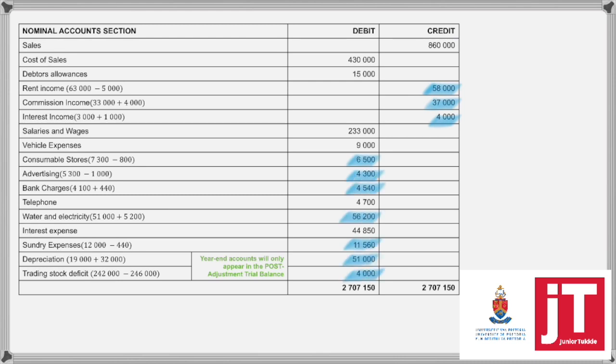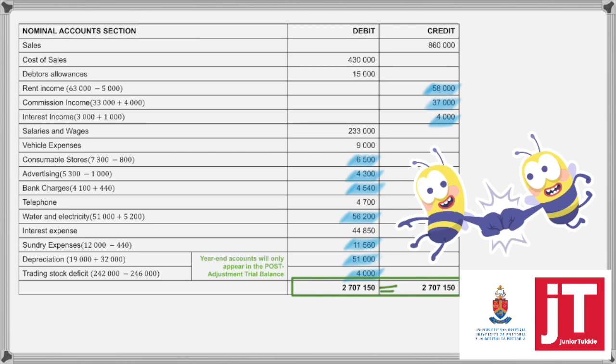And if we look at the nominal section, yet again, the same thing. All the blue ones is the ones we changed or adjusted. All the other amounts is literally just copy-paste from the pre-adjustment amounts. And then, yet again, depreciation and trading stock deficit is year-end accounts and will only appear in the post-adjustment trial balance. And then, what is a trial balance about? To see that our debits equals our credits. So if we end up with the same totals at the end of your trial balance, you know that you've done all your adjustments correct. And shop, we are done. We know we've done it correctly, and we can high five each other or fist bump there.